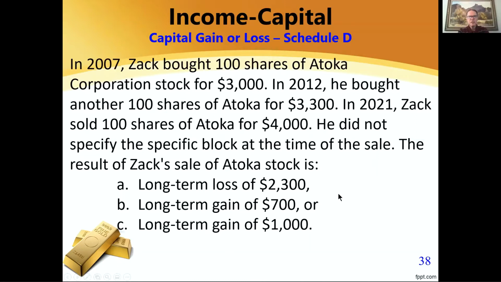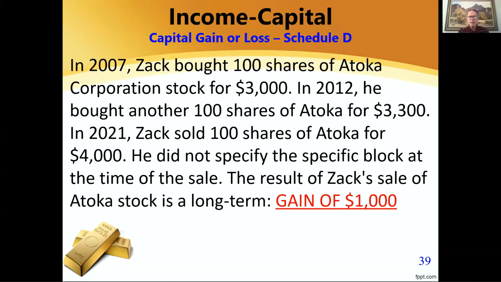So here's an example. Zach bought 100 shares of Atoka for $3,000 back in 2007. In 2012, he bought another 100 shares for $3,300. And in 2021, he sold 100 shares for $4,000. But see, the problem is he didn't specify the specific block at the time of the sale. So we don't know which set of shares he sold. So the result of his sale of Atoka stock is, what would be your best guess? Gain of 1,000. Because our guess is at this point, we would go back and take the earliest purchase of shares, the one with the lowest cost or lowest basis amount. So the 4,000 minus the 3,000, the result is a long-term gain of 1,000. Next slide.